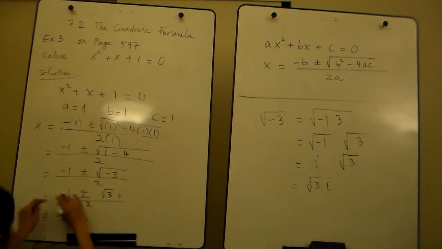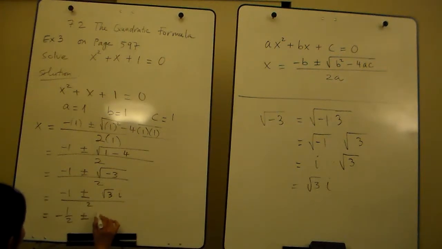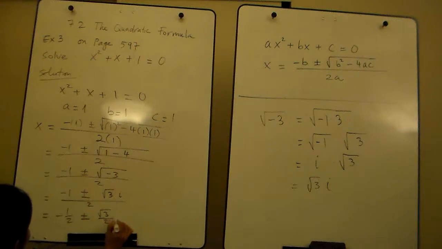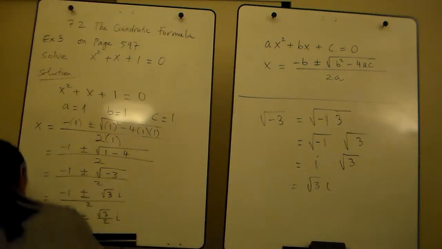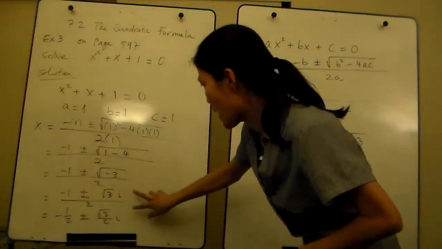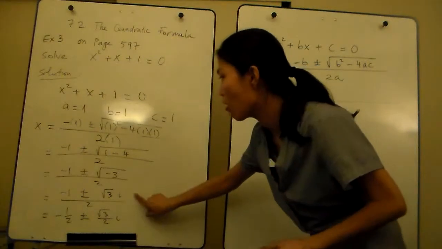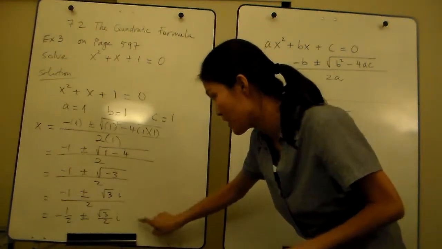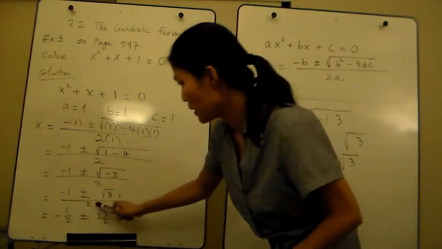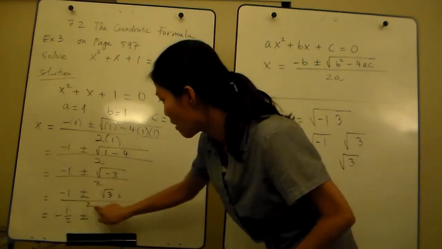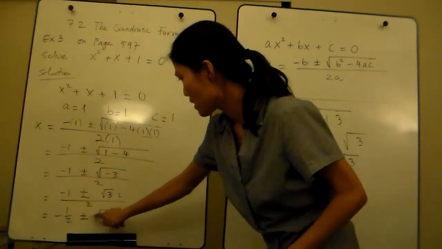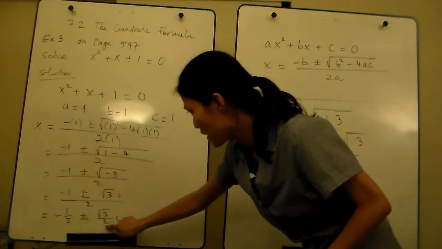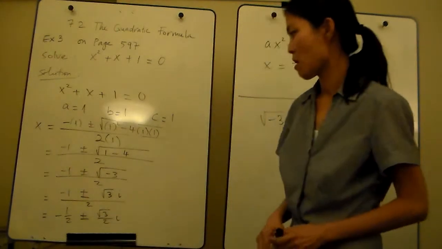Plus or minus, you split this fraction, you will have square root of 3 divided by 2 times i. So make sure you recognize these two because they are equivalent. They represent the same solution. So you split these two, you have negative 1 divided by 2 plus or minus square root of 3 divided by 2, and i goes here.